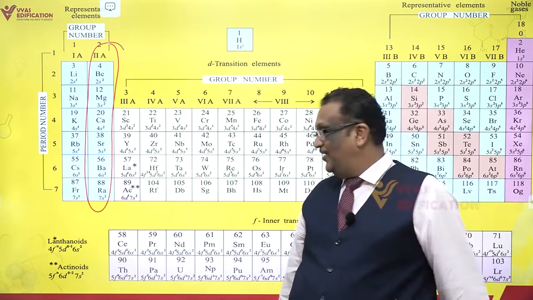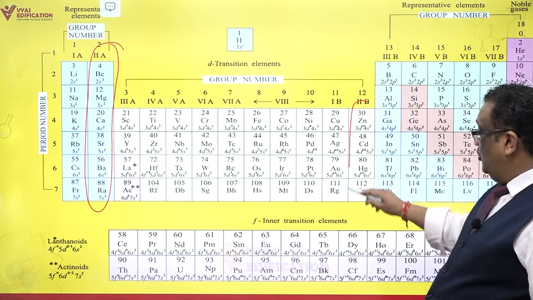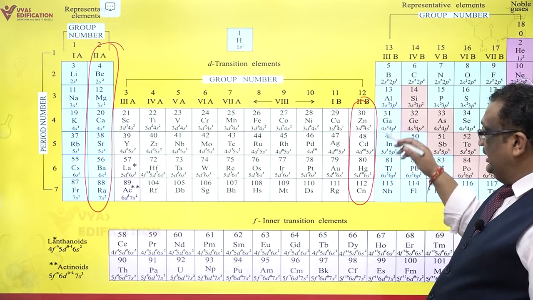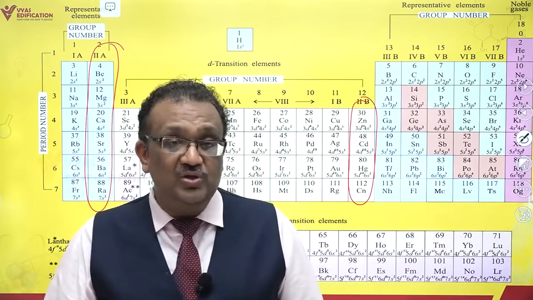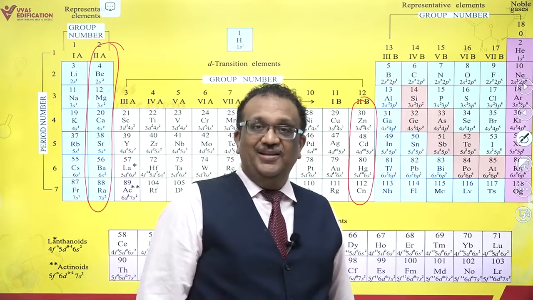Right? Interestingly, you also have more. Group 2B, if you see, or zinc, cadmium, mercury. This is again one group which also loves to lose 2 electrons and it also forms dipositive cations.